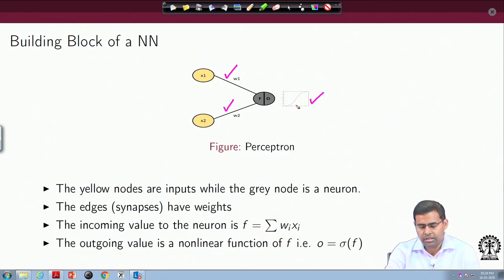In this case, as you can see, this is not a line, right. So, it is a nonlinear function. What we get here, let us call it sigma, and the final output is sigma composed with f, where f is the linear transformation.